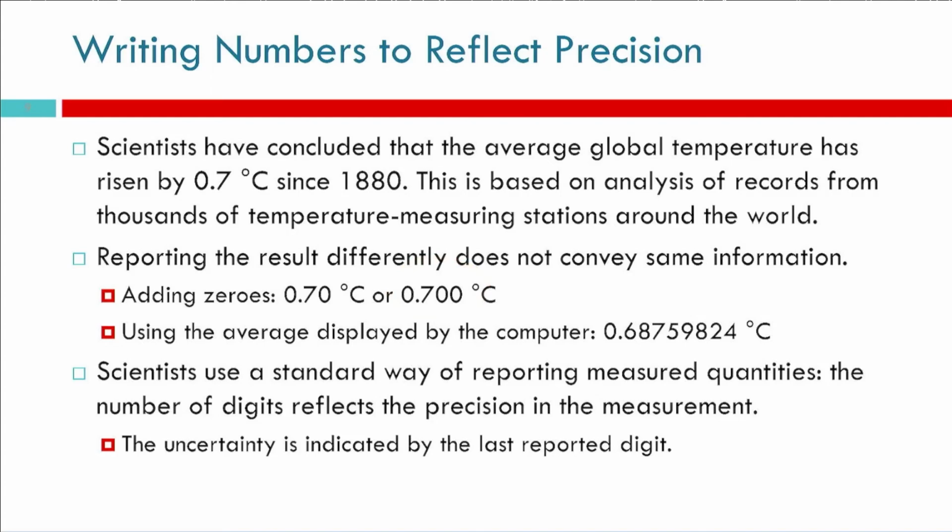If you use the average displayed by a computer, you might get this readout. If you type some stuff into your calculator, like if you do 1 divided by 3, you're going to get 0.666 repeating forever, and it'll round the last digit up to 7. Here, this number, raw, pulled out of a computer, would give you this number of digits. But because some of the measuring units that were used to compile all of this data were not as good as the others, we have to use 0.7, because that's as certain as we can be. So the uncertainty is indicated by the last reported digit.